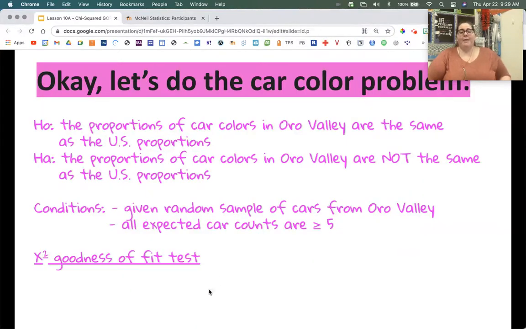Then we would do our math. Just like in any other test or interval that we've done, it is okay to skip writing the formula, which you will appreciate on this one because you would literally have to write that formula out for each car color category. So we don't have to write the formula for chi-squared, but we do need to make sure and write the name of the test. So I would write chi-squared goodness of fit test somewhere on my paper.